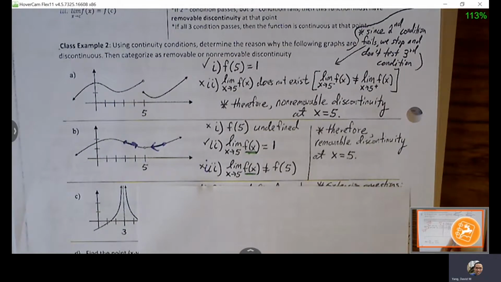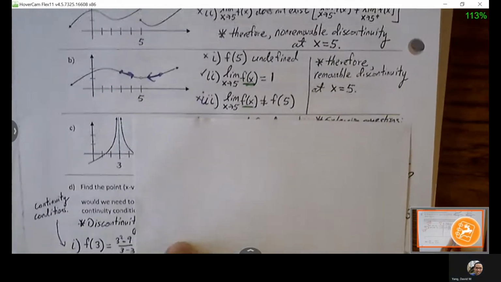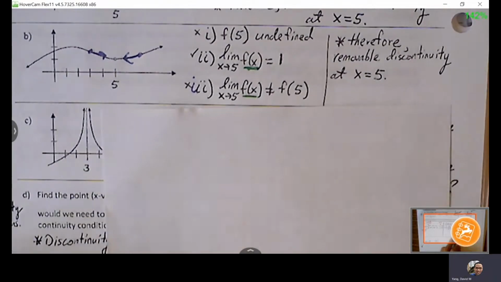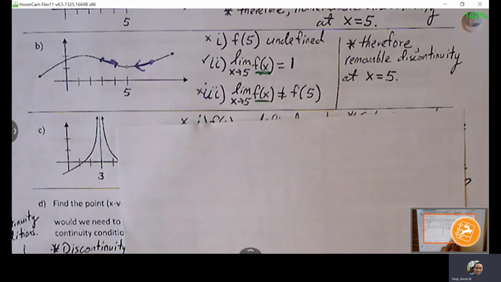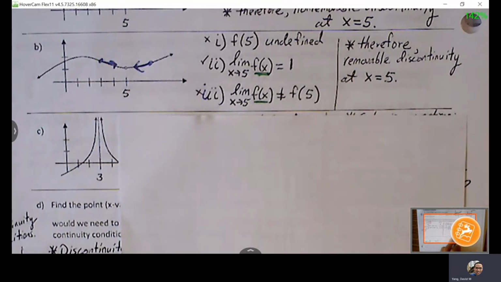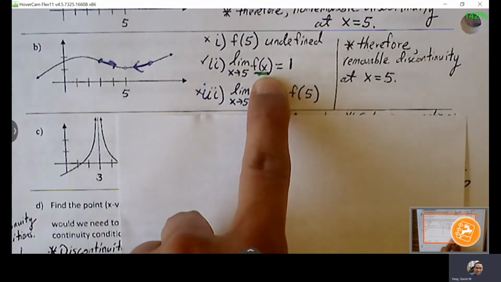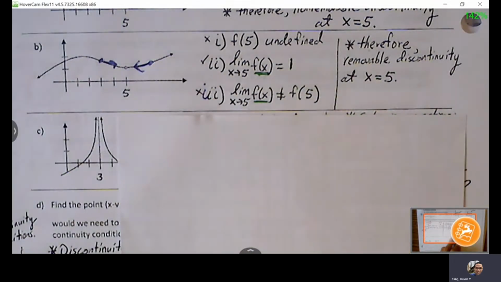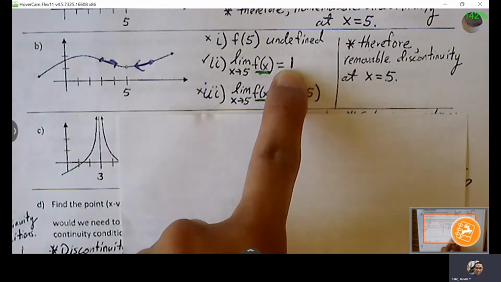Okay, check part B. And then try C after that. Okay, the point is undefined because there's a hole there, but you don't see anything defined there, right? There's no hole filling in anywhere on the graph. Okay, the limit exists because if I pick points on either side, my arrows are moving towards the same y-value, so the limit does exist.